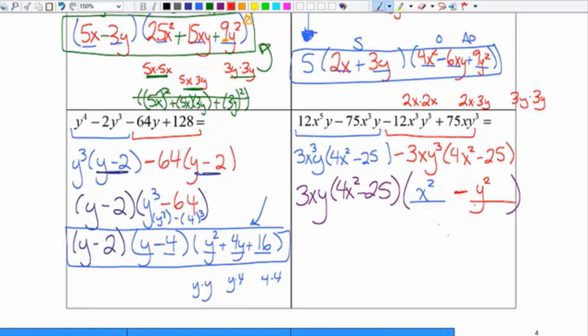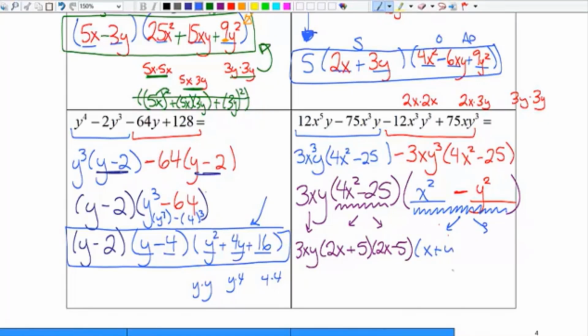But before I box my answer and I'm done, I would need to look to make sure there's nothing else that can factor. Well, the second factor, 4x squared minus 25, that can break down into a difference of squares. That's 2x plus 5 and 2x minus 5. The 3xy can't factor anymore, so it stays there. And it looks like the last term is also another difference of squares. So that's going to break up into x plus y and x minus y.